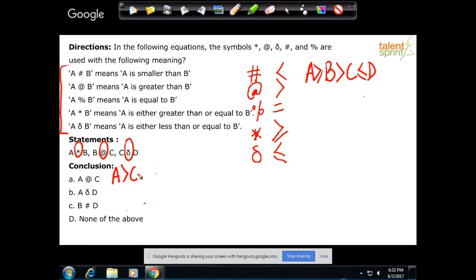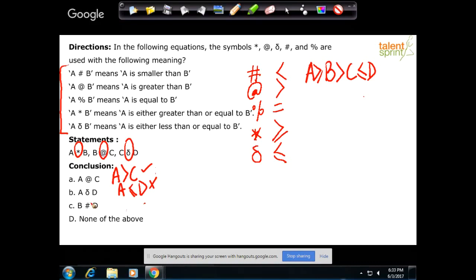Now, is A greater than C? Yes, indeed, A here is greater than C. Look at the diagram and tell me if A is greater than C. Yes, A here is greater than C. Then A delta D. What does delta stand for? Less than or equal to. A is less than or equal to D. Is A less than or equal to D? Well, there are some opposite symbols here, and whenever there are opposite symbols, the inequality never holds true.